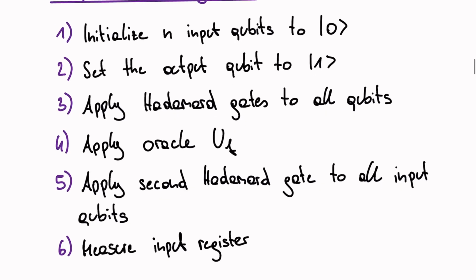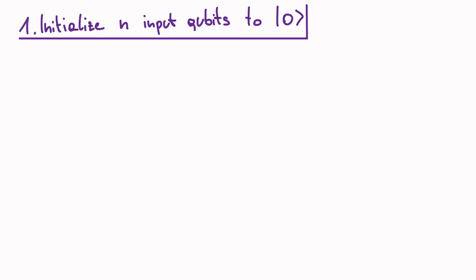And the final step, step 6, we measure the input qubits. Based on the result, we can immediately decide whether the function is constant or balanced with just one run of the algorithm. With step 1, the initialization of the input qubits.